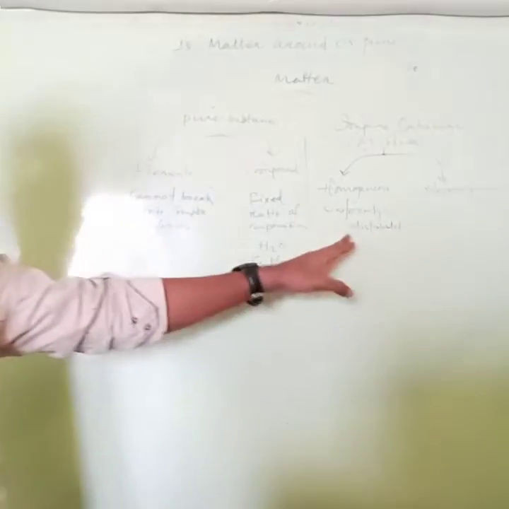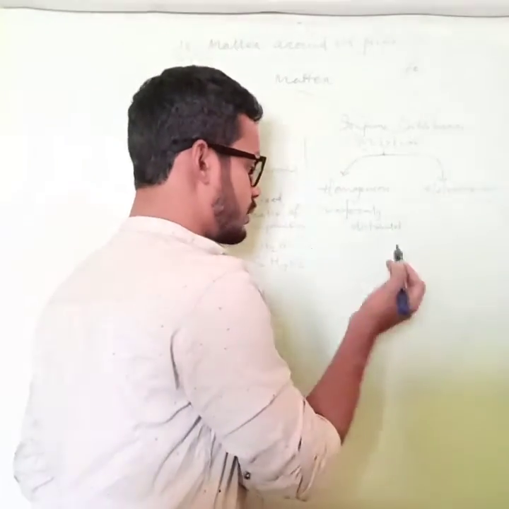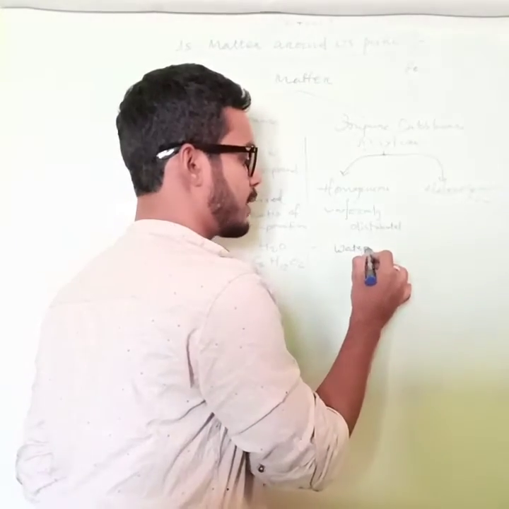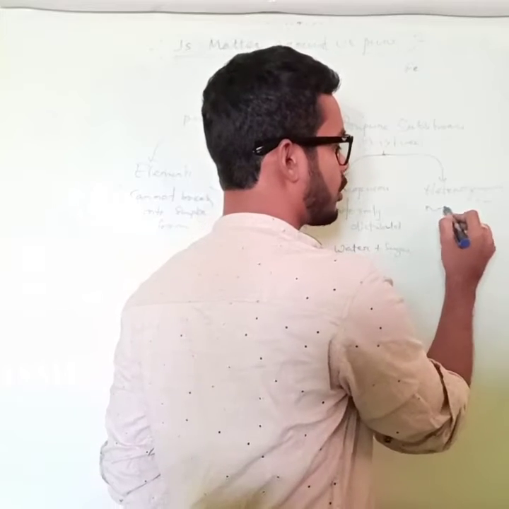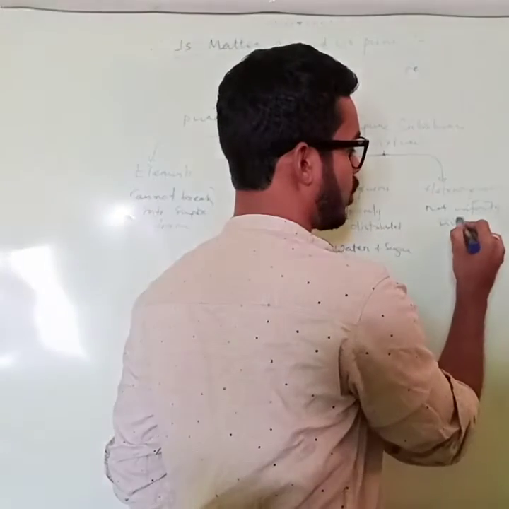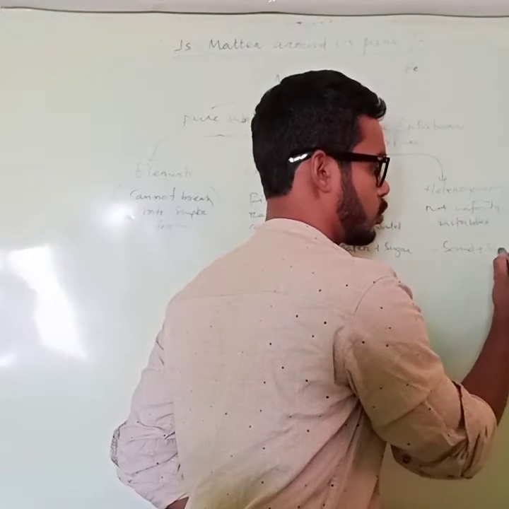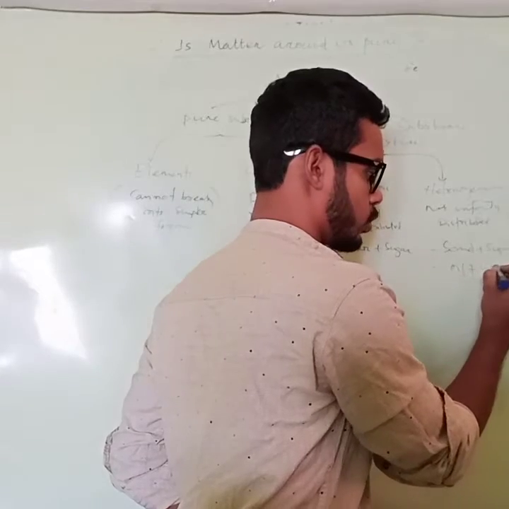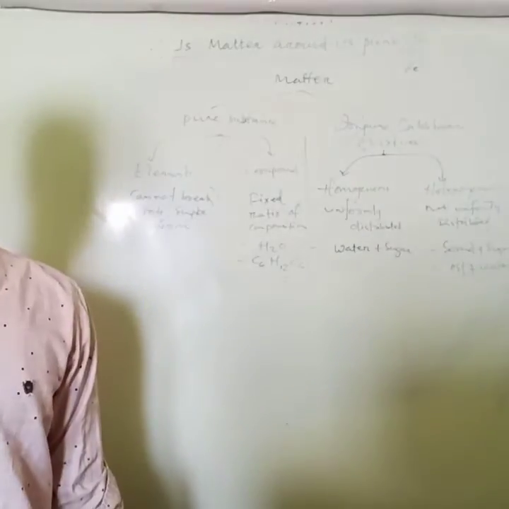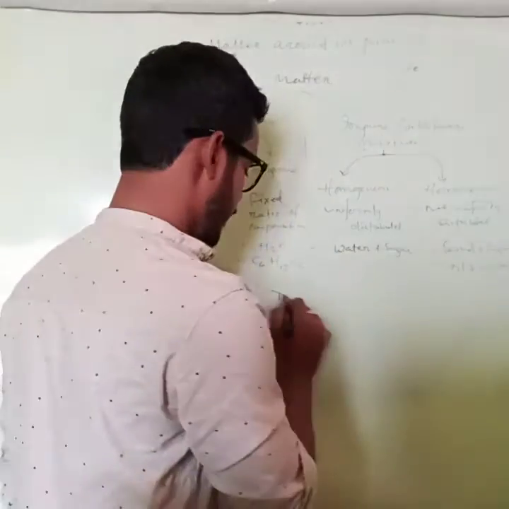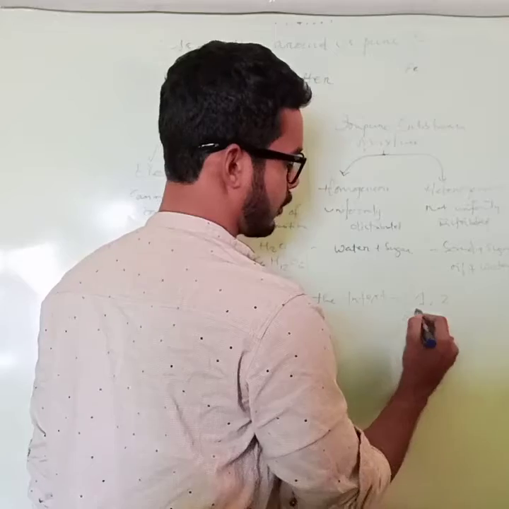Homogeneous mixtures are uniformly distributed mixtures. For example, water plus sugar is a homogeneous mixture. And a heterogeneous mixture is not uniformly distributed, like sand plus sugar, or oil plus water. So these are the homogeneous and heterogeneous mixtures. For you, do in-text questions 1 and 2 of chapter 2.